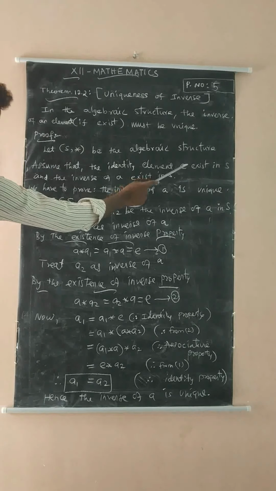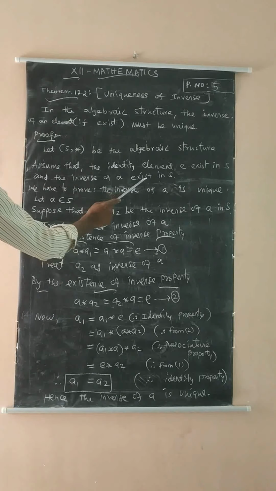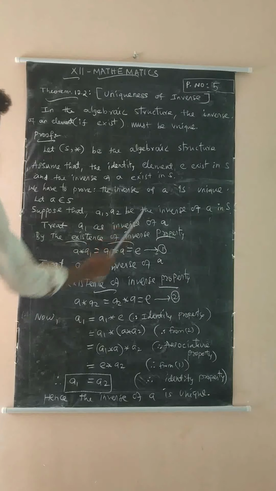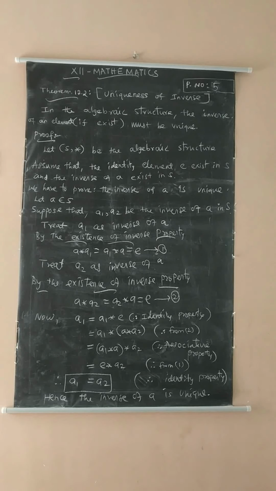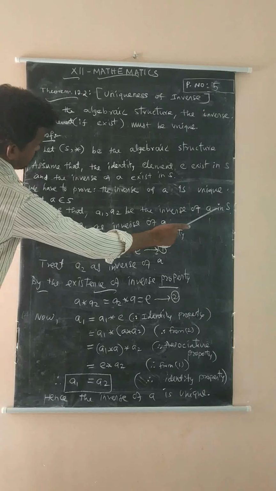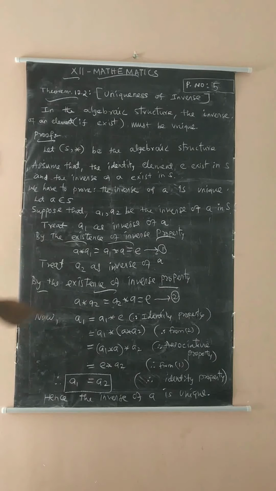Assume that the identity element E exists in S and the inverse of A exists in S. So the inverse of the element exists and the identity element also exists. We have to prove the inverse of A is unique. Okay, let A belong to S. Suppose we consider two elements, A1 and A2, as inverses of A. The element A has two inverses, namely A1 and A2, in S.